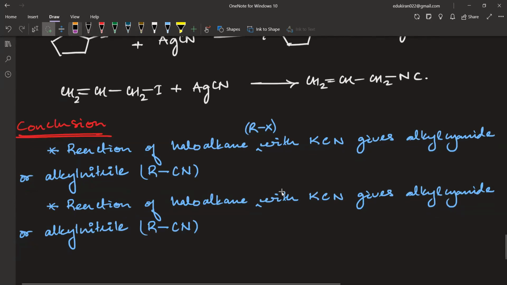Reaction of haloalkane with AgCN gives alkyl isocyanide. Rather than cyanide, what will it give you? Isocyanide. And alkyl isonitrile.